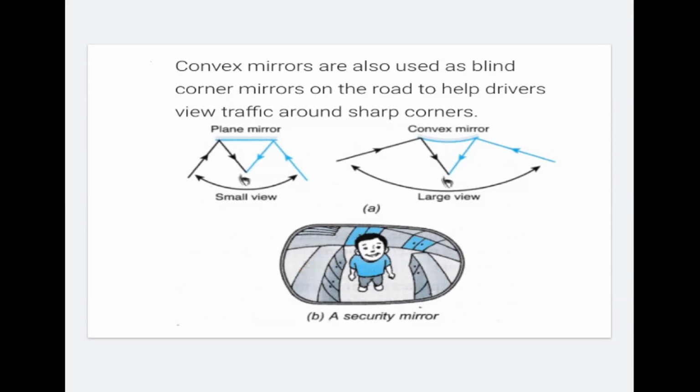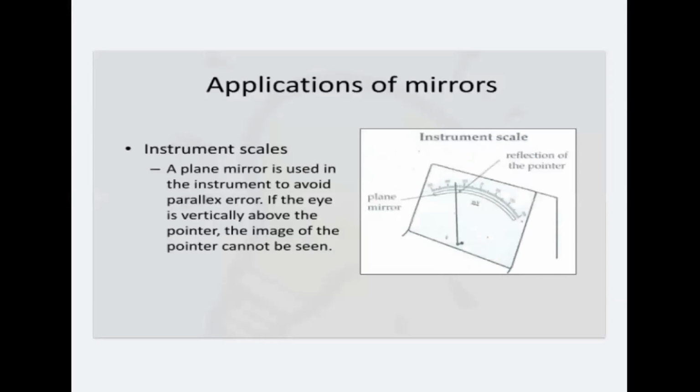The next application of mirror is definitely in instrument scale. The pointer can sometimes show you a different reading, but by placing a plain mirror beneath it, you are able to make out what the correct reading is.